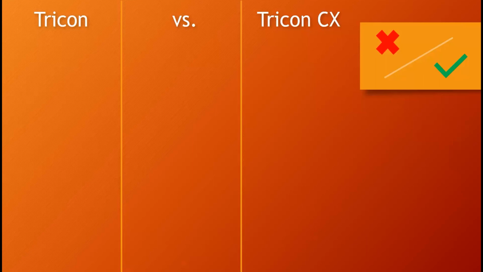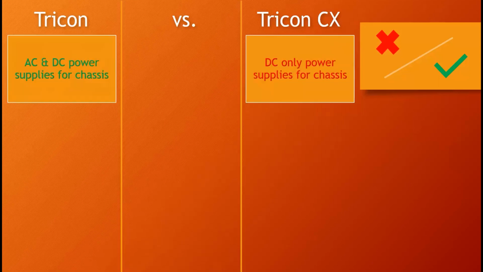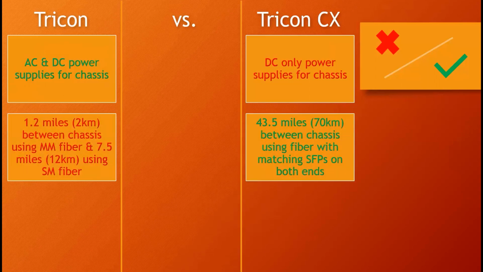Now, there are some other key differences between the Tricon and the Tricon CX, but there are some similarities as well. Here are just a few highlights of what you can expect. With the Tricon, you're able to use either AC or DC power supplies for your chassis, whereas the Tricon CX only allows for DC power supplies. With the Tricon, if you're using fiber, the distance you can travel between chassis is much shorter, whereas with the Tricon CX, a much larger distance between chassis is available.